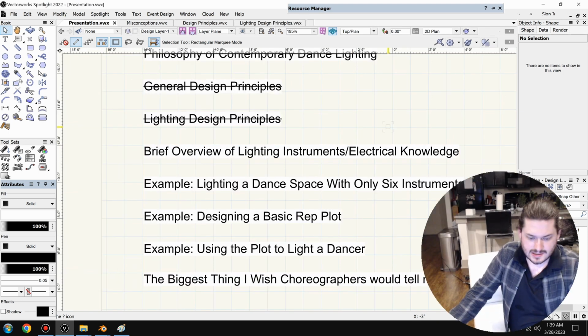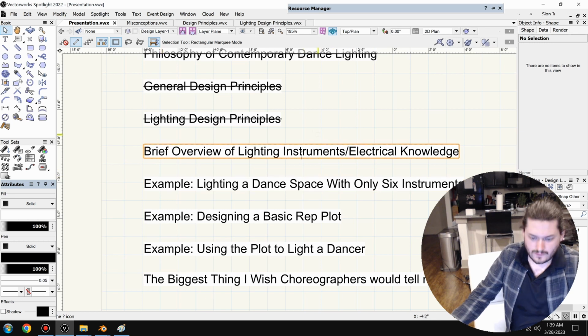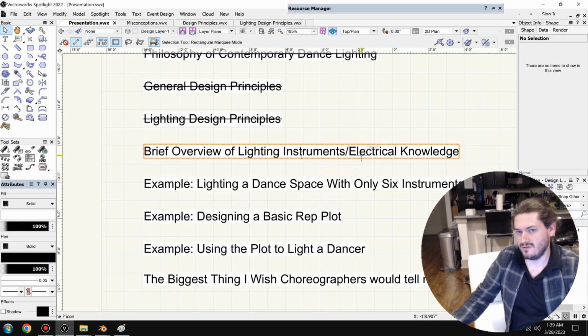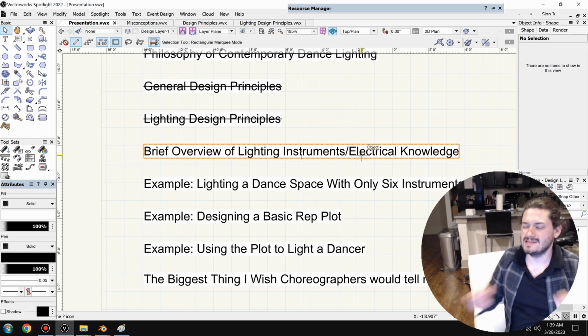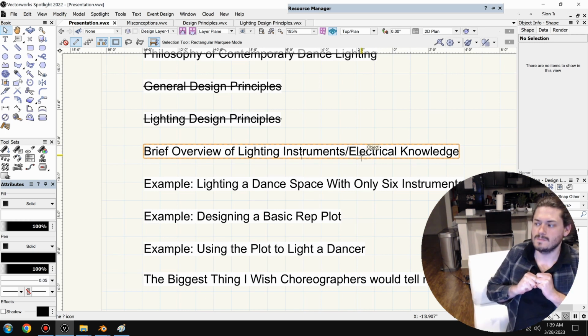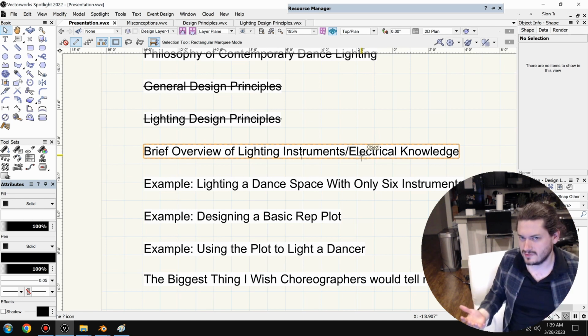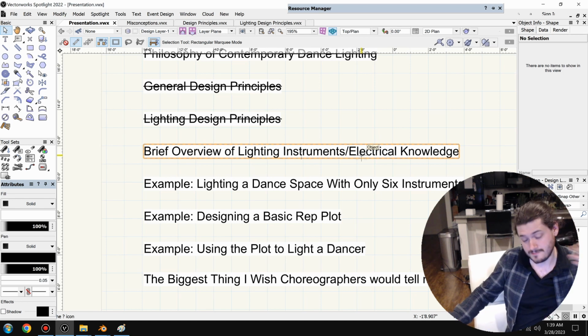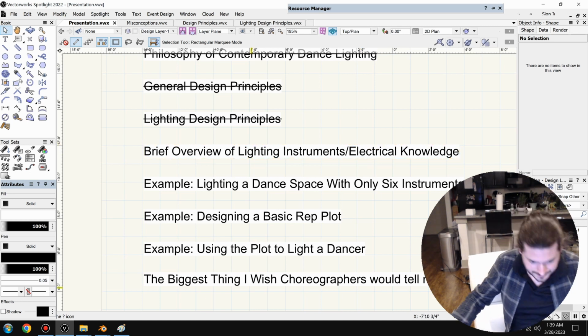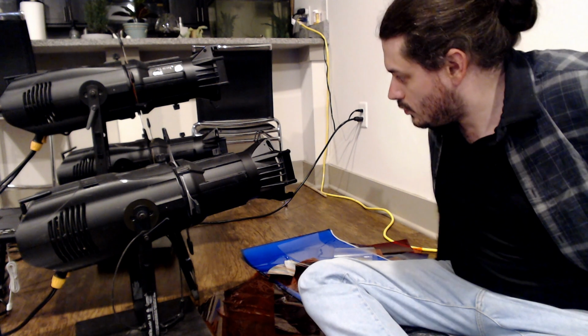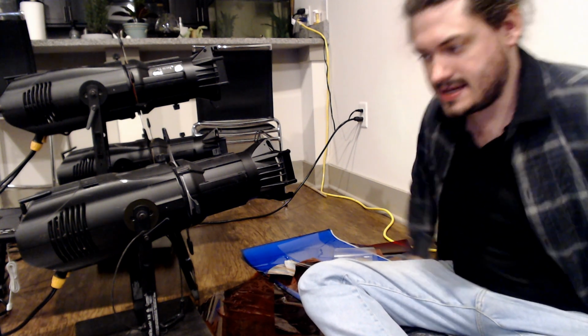That is going to lead us conveniently into an overview of lighting instruments and electrical knowledge. I'm going to try to keep this brief and focus on something that's going to leave you with a better understanding of lighting in general without giving you a bunch of information that you don't specifically need. Wish me luck. So, because lighting doesn't work by magic, we need lighting instruments and electricity to generate our light.